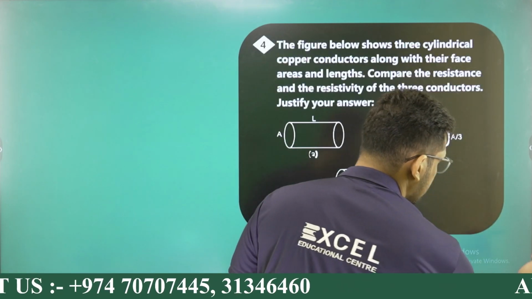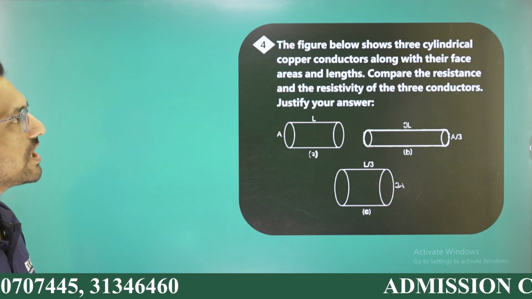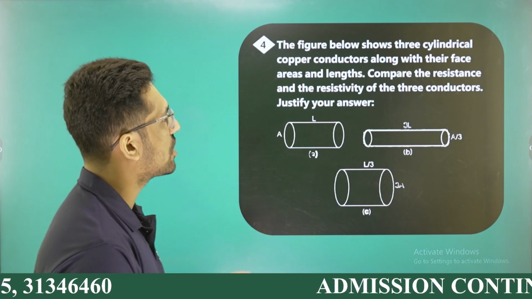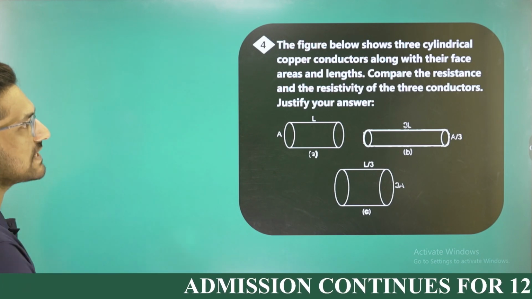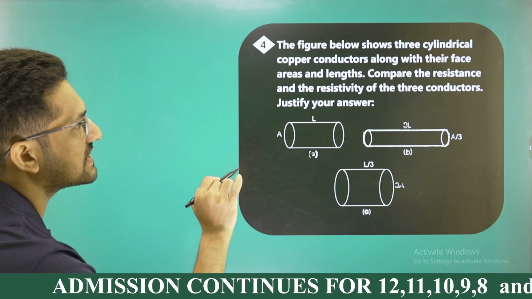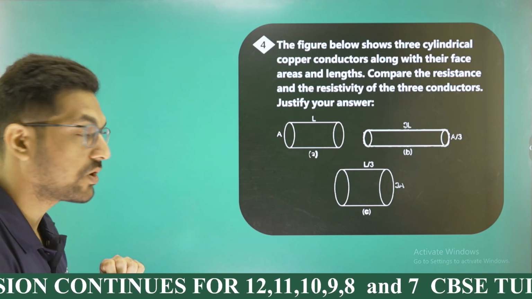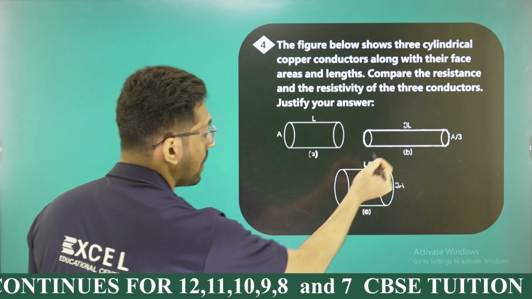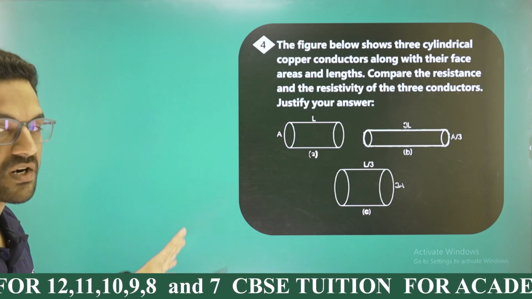Now let's see the next question. The figure below shows 3 cylindrical copper conductors along with their face areas and lengths. Compare the resistance and the resistivity of the 3 conductors. Justify your answer. Okay, there is A, B, C: 3 pieces of conductors.